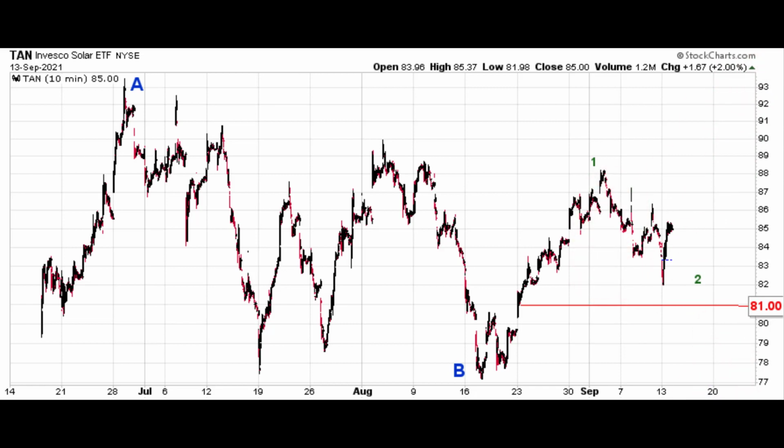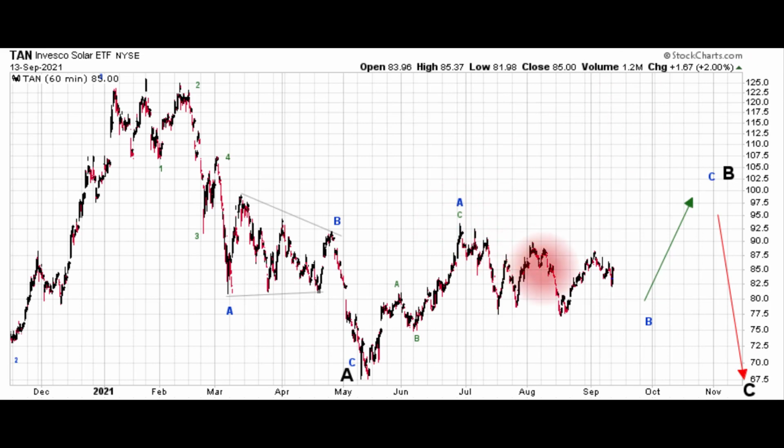If instead it moves below 81, then we're talking about a larger B wave correction before you get that leg up to a new high off of May's low. Either way, it's kind of a choppy mess, just a counter trend affair, and ultimately we expect a larger counter trend pullback to form. But that gives you a little bit of info on the shorter term time frame.